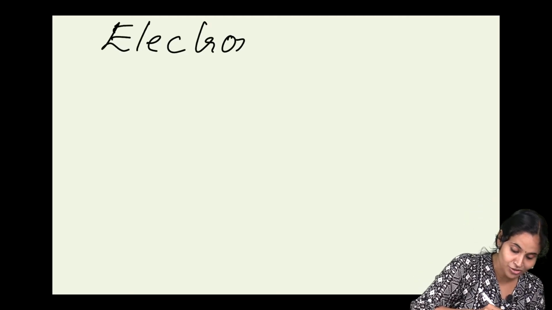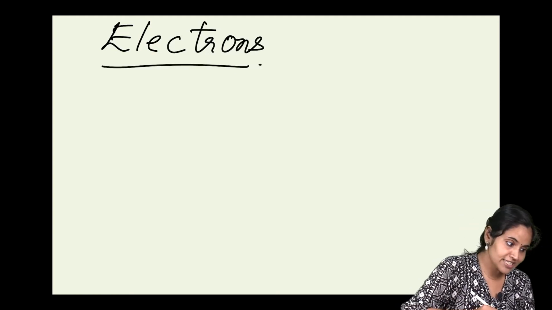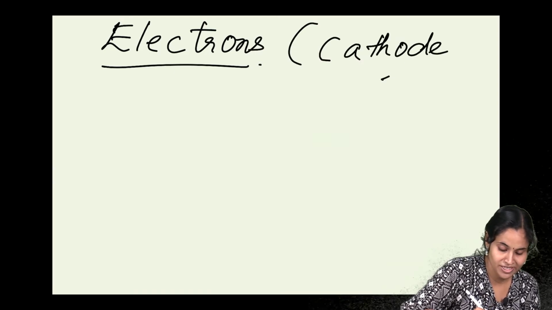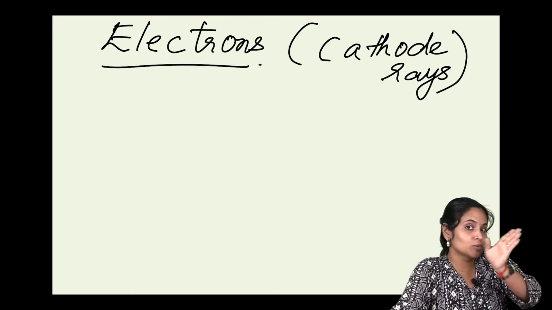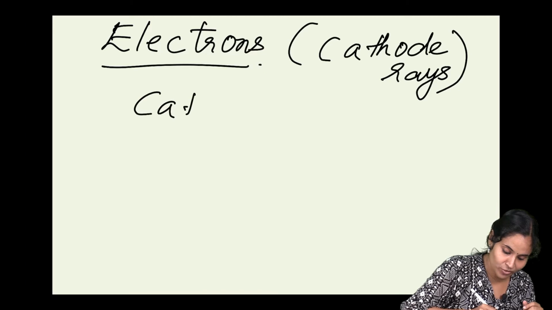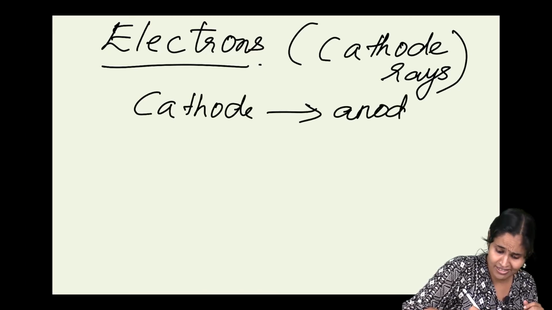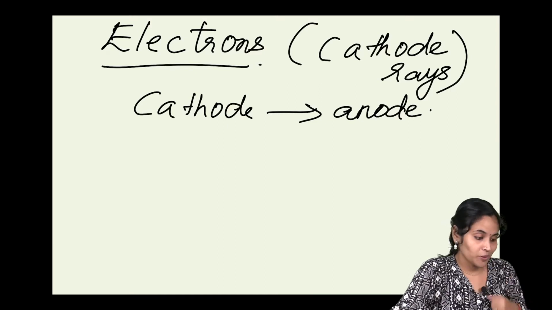As you know, electrons are negatively charged particles, and they are also known as cathode rays, because during the discharge tube experiment, these particles were found to move from cathode towards anode. That's why they got the name cathode rays. They are moving from cathode towards anode because they are negatively charged particles. Obviously they should move from cathode towards anode.